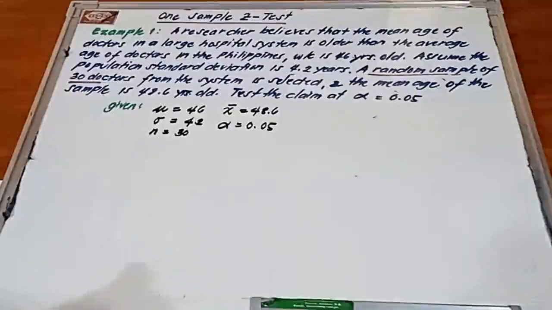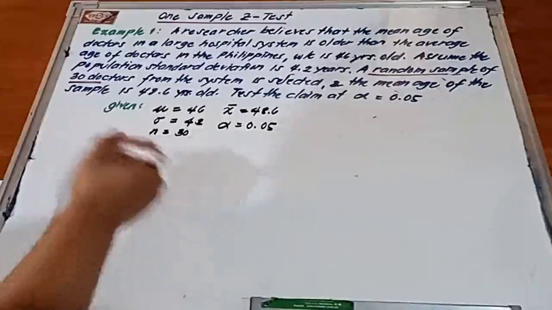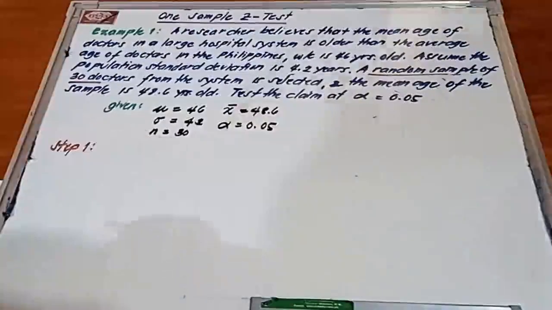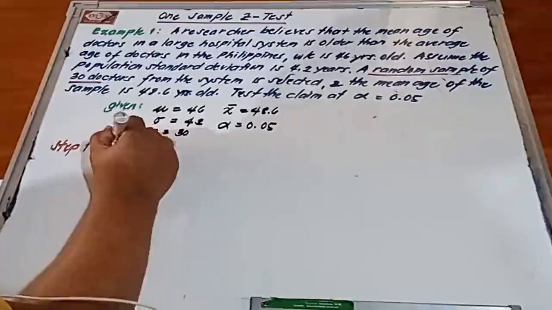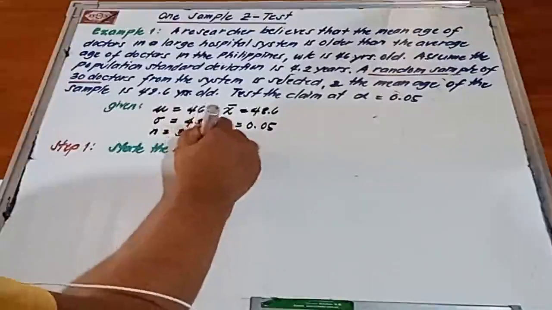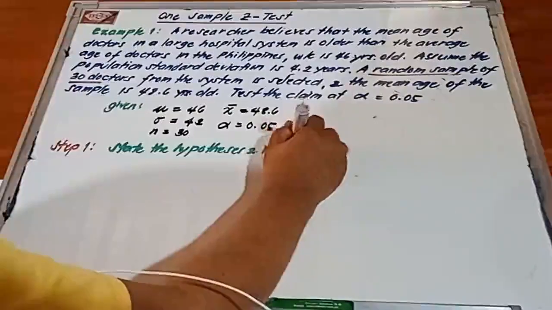Okay? So we're going to follow the 5 steps of hypothesis testing na nabigay ko sa inyo doon sa aking first video about z-test for a mean. And step 1 is we're going to state the null hypothesis, null and alternative hypothesis, and we're going to identify the claim. Okay, so that is our step 1. Tulad ko, step 1 is state the hypothesis. And identify the claim.